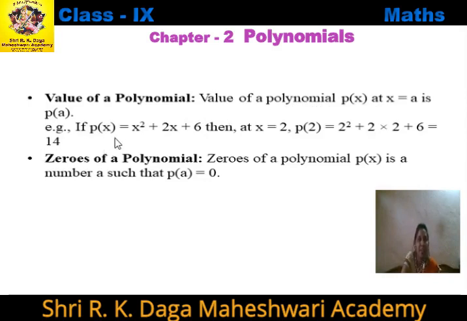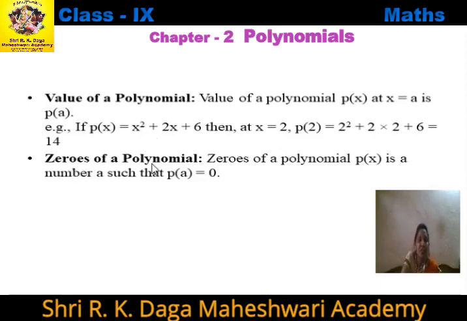Like this example, given p of x equal to x square plus 2x plus 6, we have to find out the value at x equal to 2. So we will put 2 at the place of x. So we will get p of 2 equal to 2 square plus 2 into 2 plus 6. Now 2 square is 4 plus 2 into 2 is also 4 plus 6. So 4 plus 4 is 8 and 8 plus 6 is 14. So the value of this polynomial at x equal to 2 is 14.